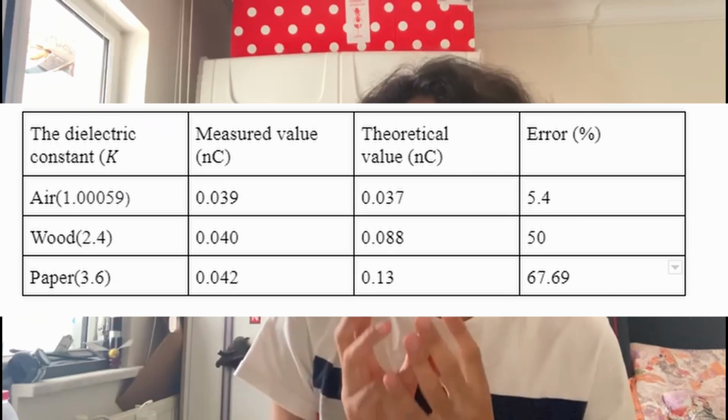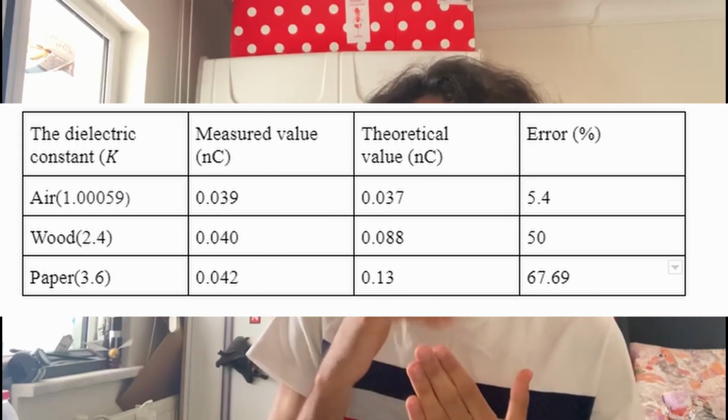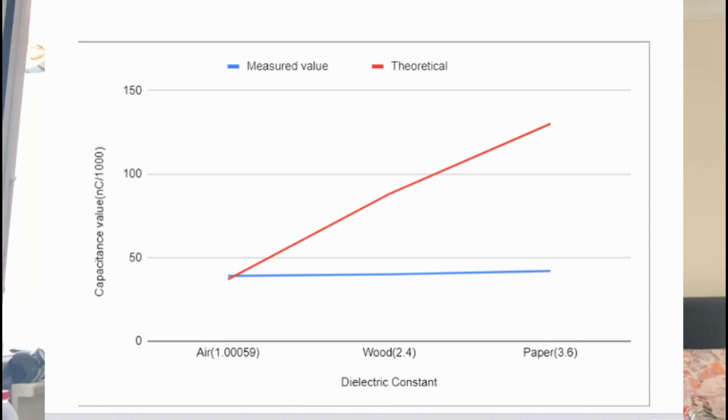This time again, when we look at the tables and the graph, we can see that when the constant increases, the capacitance increases too. This means the constant has a direct proportion to the capacitance value.